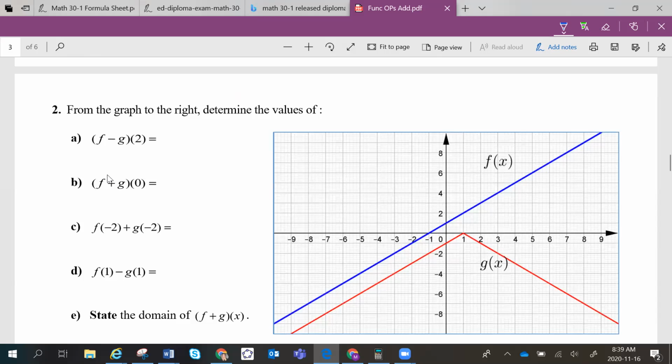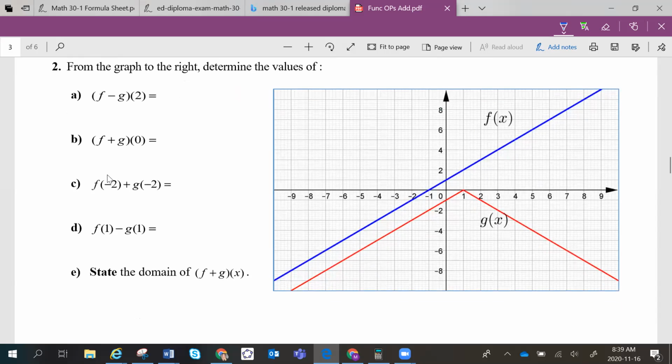So here's a couple of graphs. Now notice on this one, f at x and g at x, I don't give you the functions. So now I can't use my graphing calculator. Well, let's try a couple of these together. So the first one says f minus g. Again, here's the other way to write that.